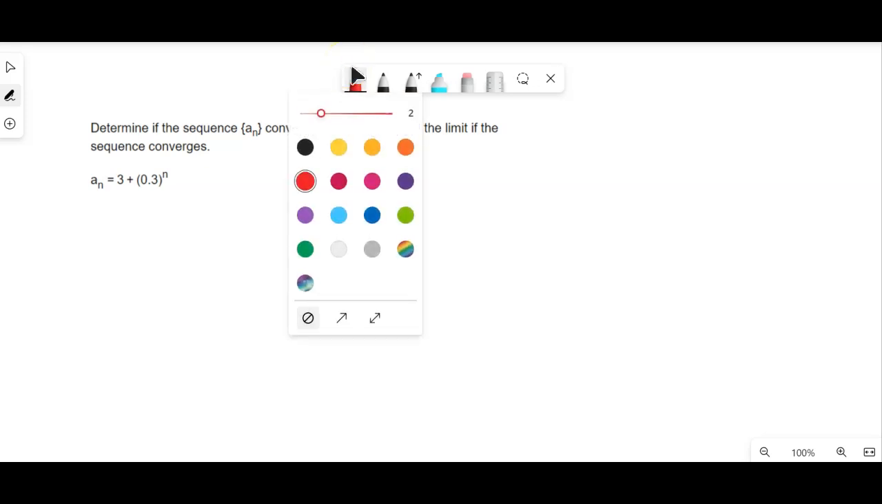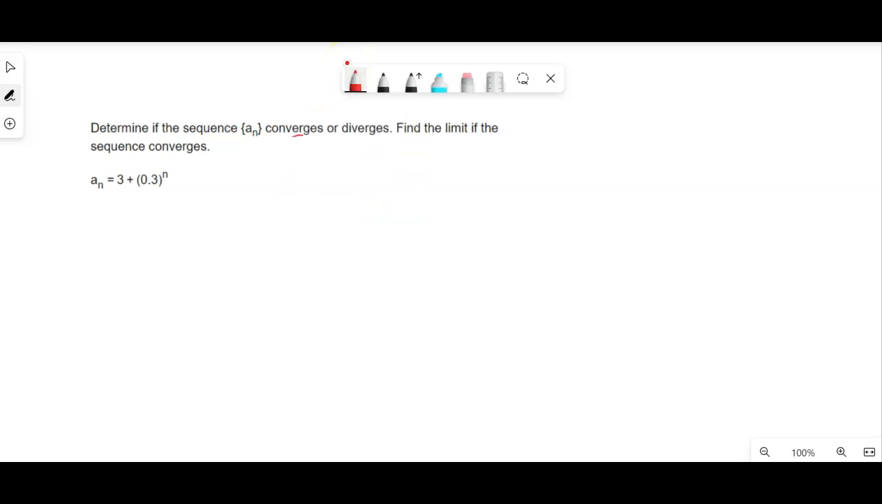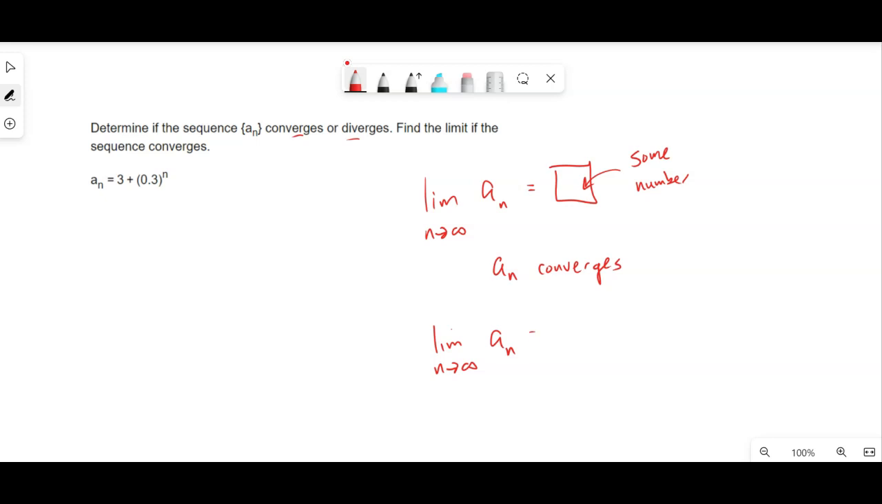In this example, we're looking to see if the sequence converges or diverges. And the way that we do this is we find the limit as n approaches infinity of that sequence generating function. And if it equals a constant value, just some number, then we say it converges. But if the limit as n goes to infinity of a sub n doesn't exist, meaning typically it equals negative or positive infinity, then we say a sub n diverges. It goes off to infinity is what we mean by diverging.